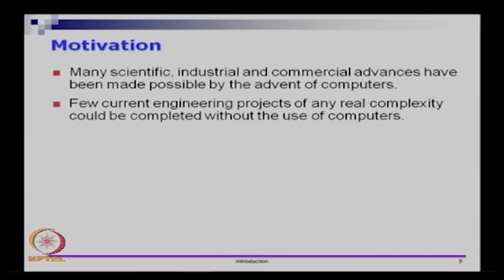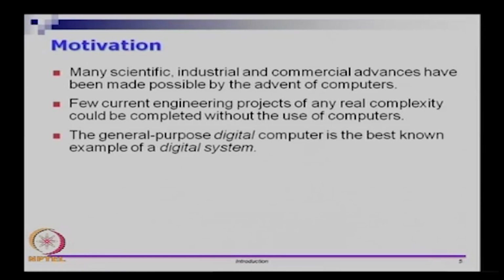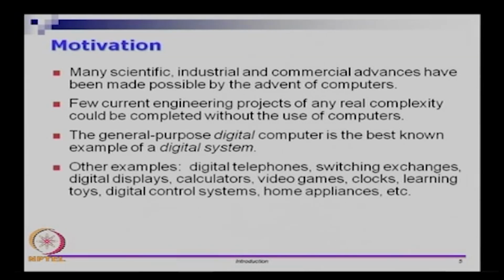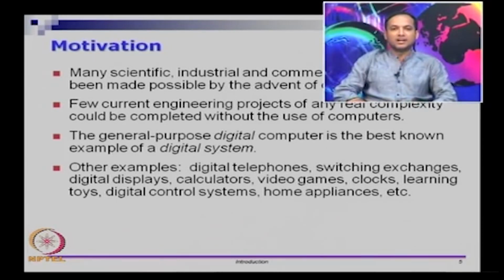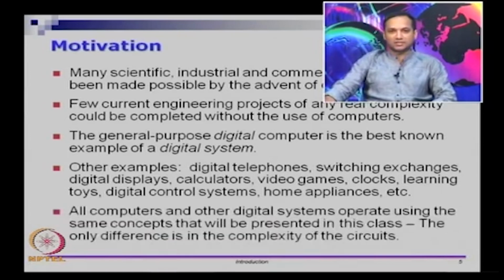Pretty much everything uses computers nowadays, and the general purpose computer is probably the best example for a digital system. We have used this in various forms, your PCs, your laptops and so on are all general purpose computers. This is probably the best example of a digital system. So the course is titled Digital Circuits and Digital Systems. We will learn both the circuit side of it as well as the system side of it. There are several other examples as I mentioned. For example, digital telephones, switching exchanges, displays, calculators, video games, pretty much everything that you see around you does have some digital component or the other.